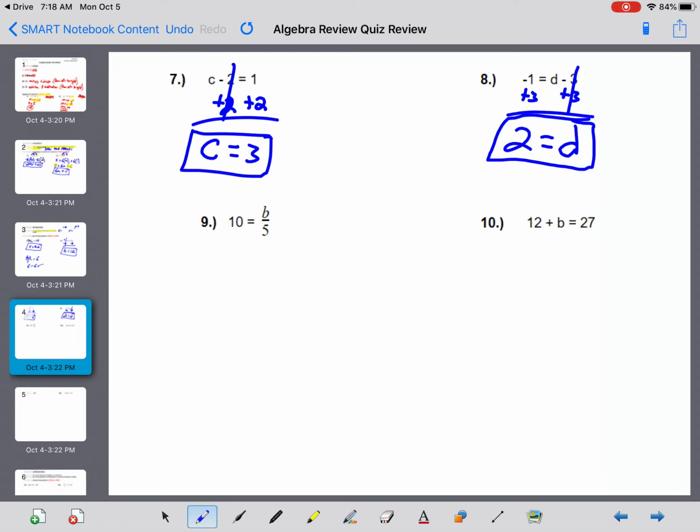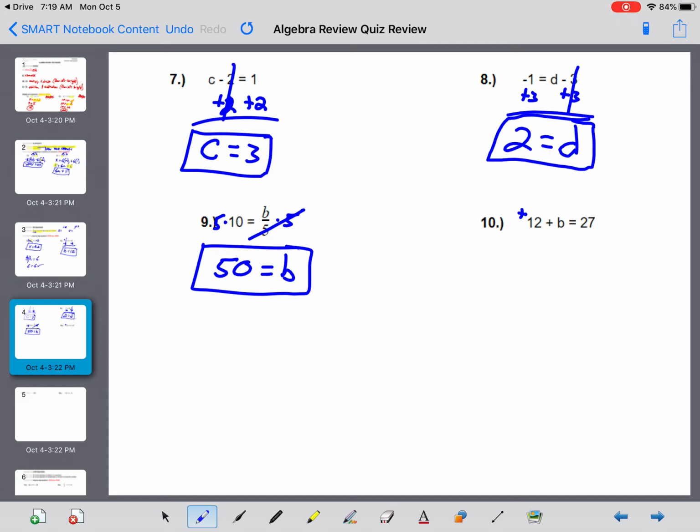You found your solution. 10 equals b over 5. You're going to times 5 on both sides. 5 times 10 makes 50, which equals b. Notice, these are all one-step equations to get to your answer.